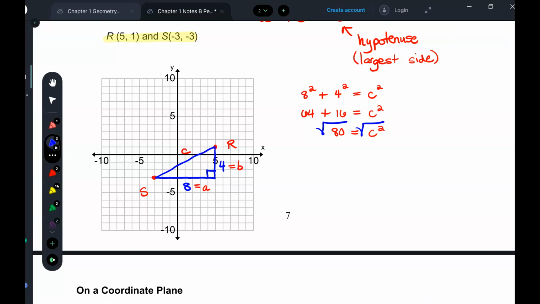Now, what I want to do is simplify the square root of 80. So this is where we do the factor tree. Can you just press the square root button on the calculator? There's sometimes where I want a decimal, and sometimes I want the simplified square root.